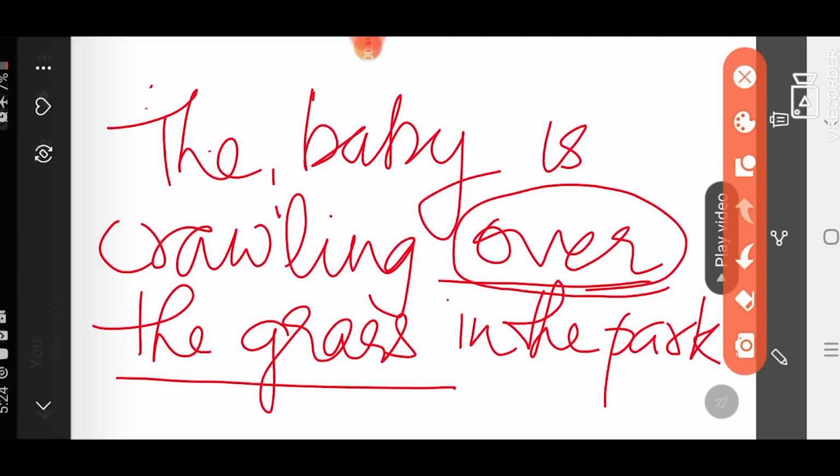So now here the preposition is over. Over the grass is the prepositional phrase. Okay, now we have learnt a lot of prepositions: in, on, at, above, just, below, between, middle.